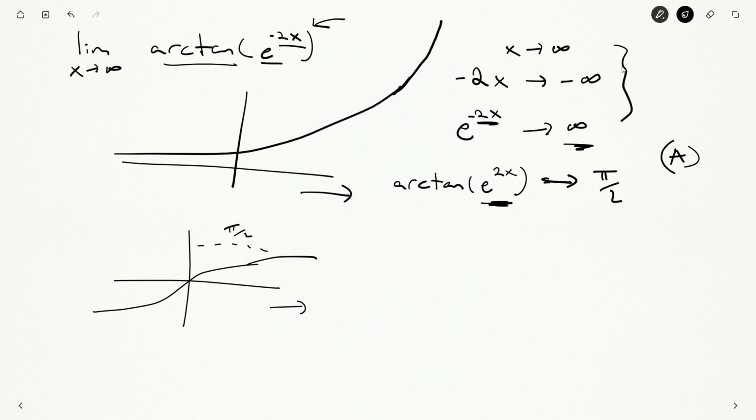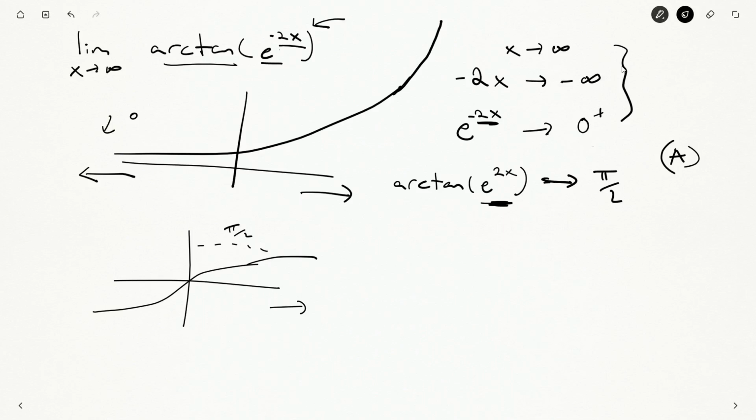What's e to the minus 2x doing? Well, minus 2x is becoming very, very big negatively, and so we are headed out to the left side of the graph. And e to the x, you might remember, has a limit as x goes to negative infinity. These values are going down to 0. So it's approaching 0. Not only that, it's actually approaching 0 from above. If we needed that, that could be important.